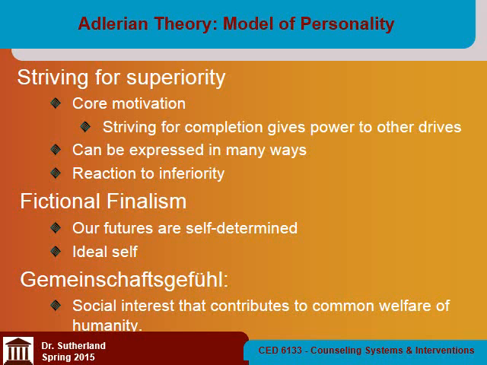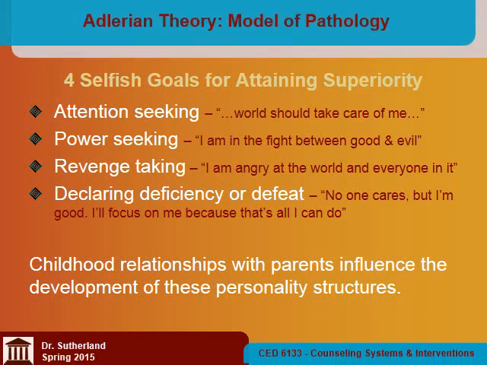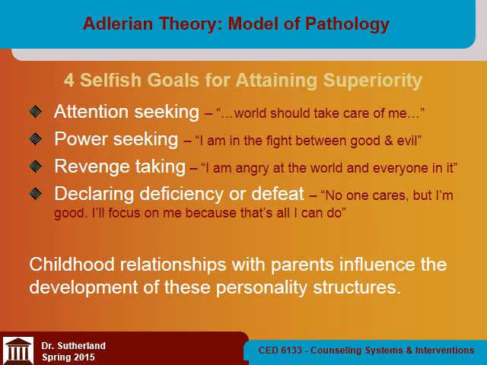So social interest is the compensation for all of the natural weaknesses that individual human beings have. So health cannot exist within the human being alone. Health only exists within the context of social interest. And so that is how we look at Adlerian theory's model of personality and health.